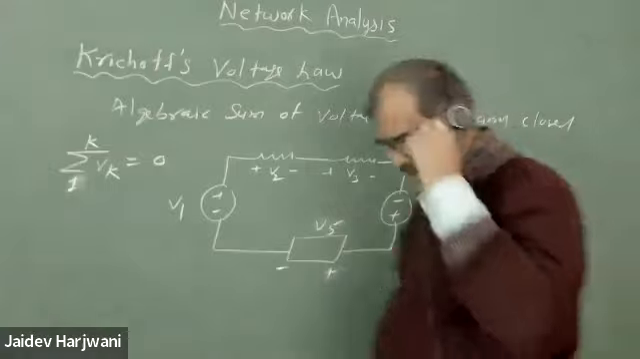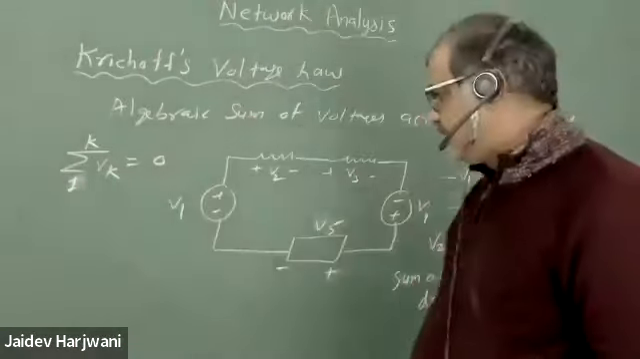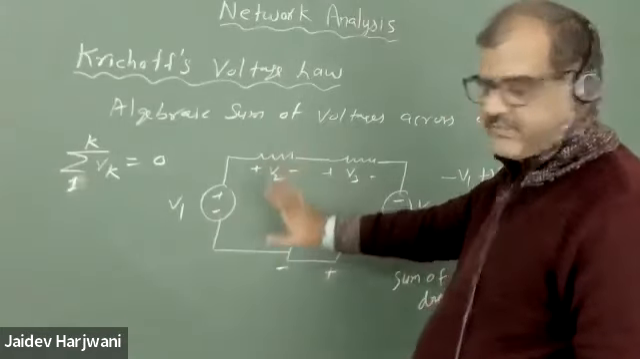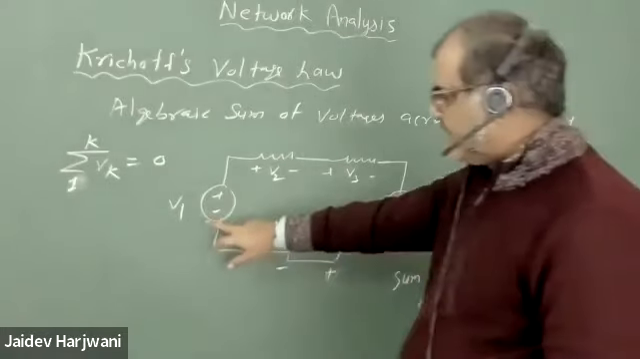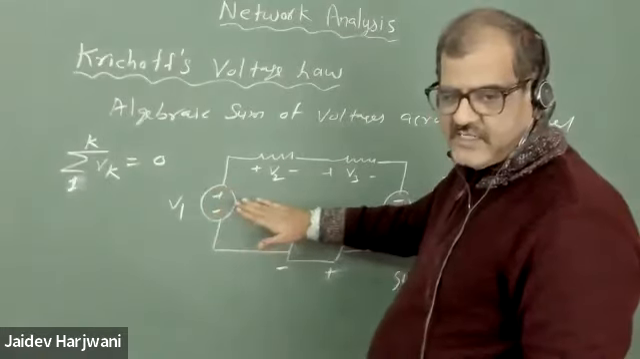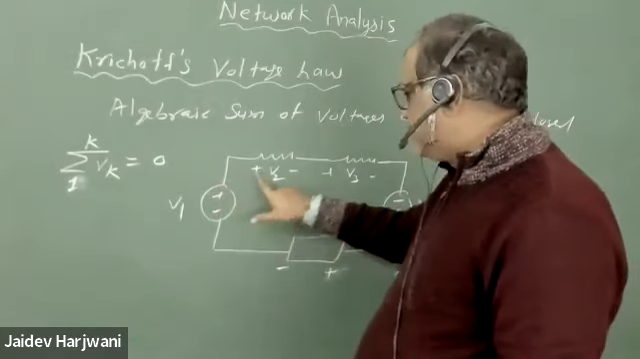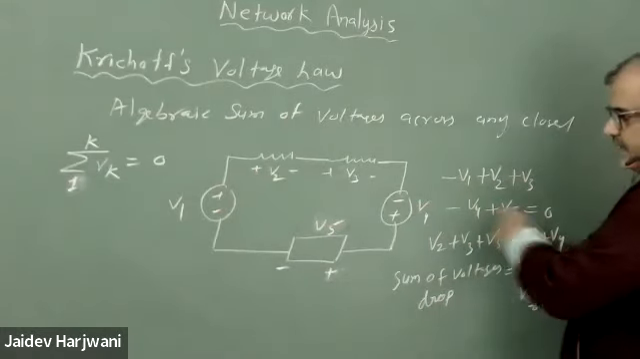Now let me explain this once again. What I'm saying is, you can write voltage rise as a negative or voltage rise as a positive. What I generally do is write voltage rise as a negative, so that gives me flexibility. I don't need to think much. Whatever sign I come across, I put that sign in the equation, and I write the equations.